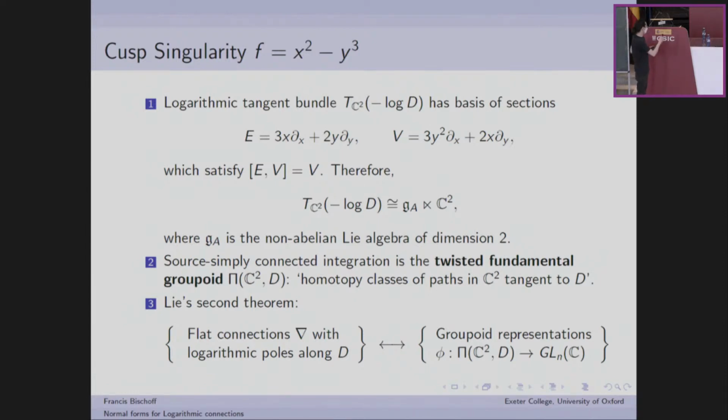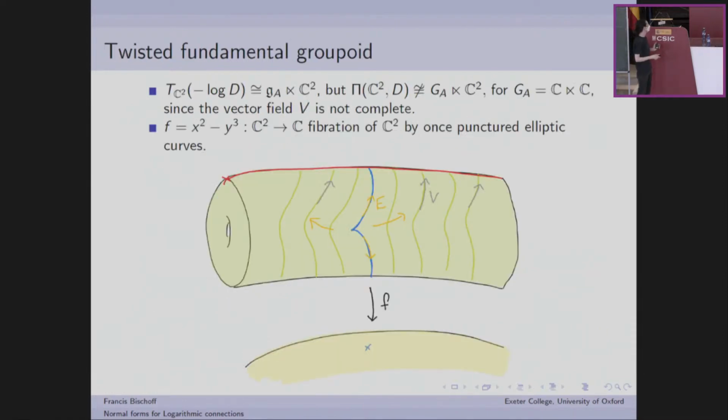Okay, so you might expect that, since the Lie algebroid is an action algebroid, maybe the groupoid is also an action groupoid, but this is not the case. And the reason for it is quite interesting. It's that the vector field V, one of the generators, is not complete. And I have a picture here of the situation.